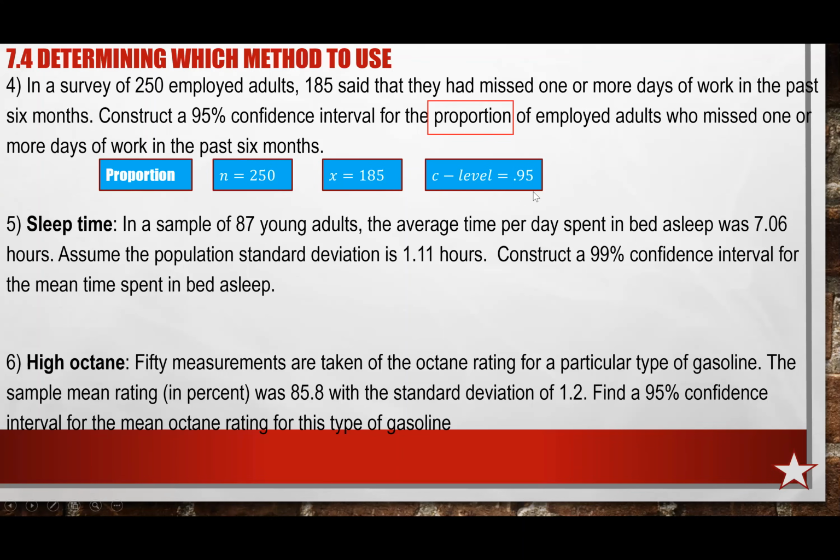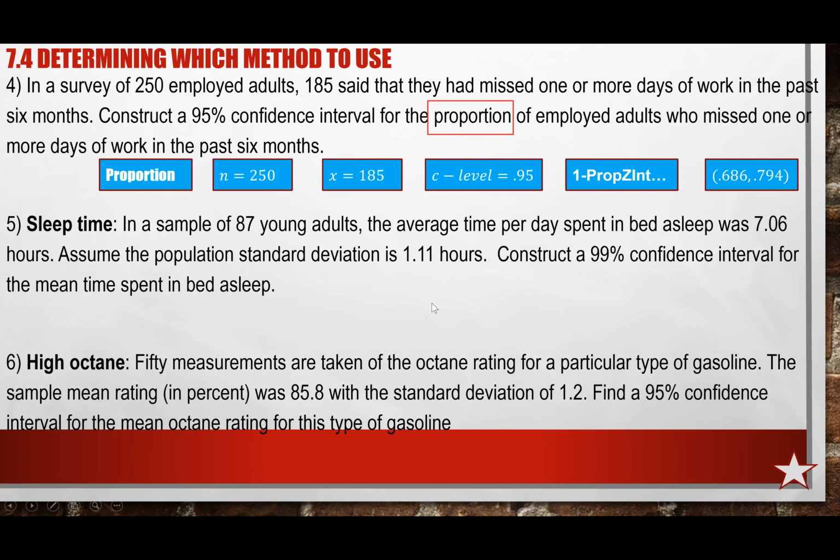But looking at this, if you use your calculator and you use this 1-PropZInt, you should get this interval, which is 0.686 and 0.794. Any question with this? Now, if you don't have a question with a proportion problem, and hopefully you won't, because that's the only feature we're using for proportion, which is the one-proportion z interval, one prop, okay?